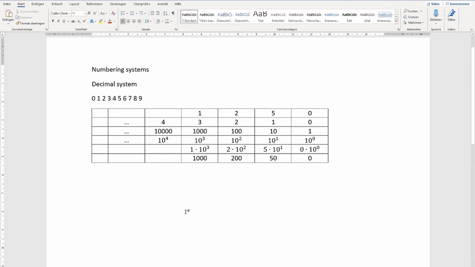Okay, so that's the decimal system. There are systems which are there for almost every count of symbols. One very famous system is the binary system. The binary system has only a reservoir, a pool of two numbers, of two symbols.